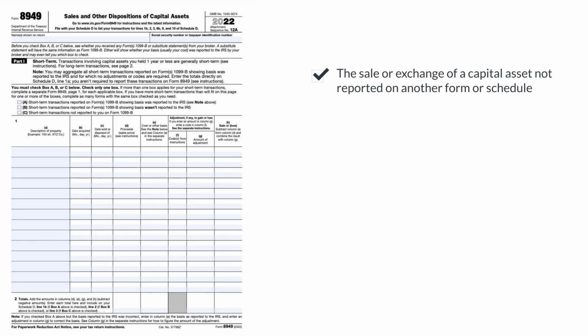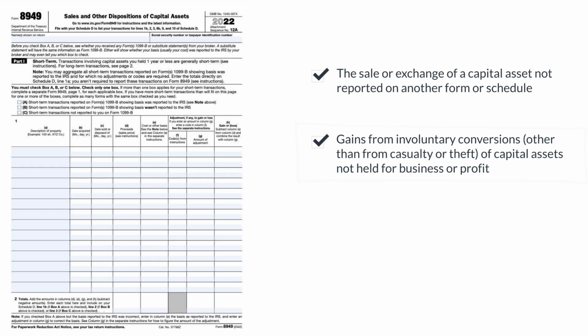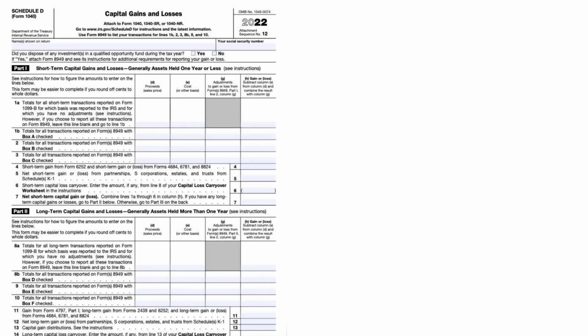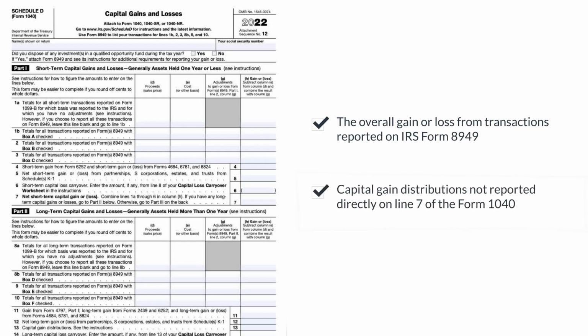IRS Form 8949 is used to report either the sale or exchange of a capital asset not reported on another form or schedule, or gains from involuntary conversions of capital assets not held for business or profit, or of non-business bad debts. Schedule D, Form 1040, is used to report the overall gain or loss from transactions reported on IRS Form 8949, or capital gain distributions not directly reported on line 7 of Form 1040.